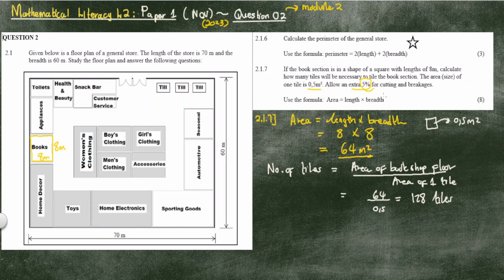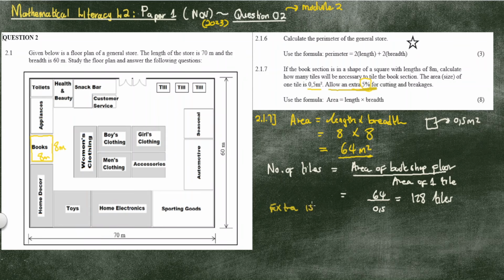But the calculation doesn't stop here, because we have to allow an extra 5% for cutting and breakages. So when we go to the shop, we're not going to order exactly 128 tiles. Why? Because some of the tiles might break while cutting them. So if we have the exact number, what if 15 of them break? So it's better to also get an extra few tiles in case some accidents happen, right? So let's calculate the extra tiles.